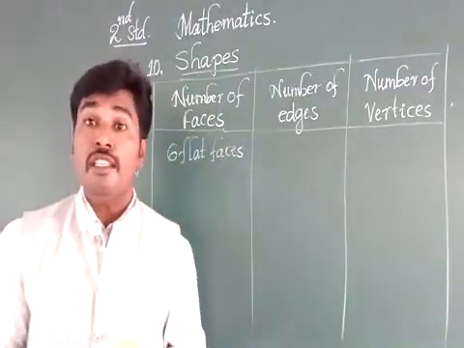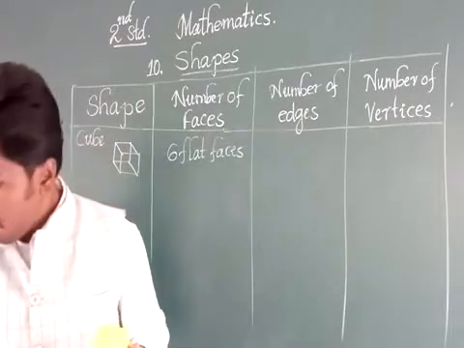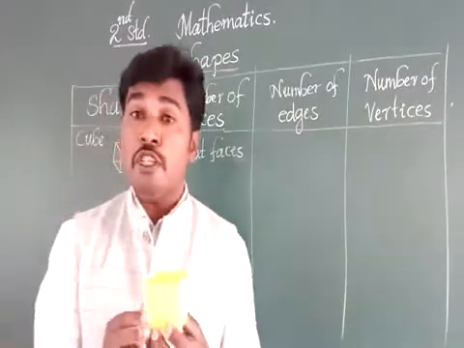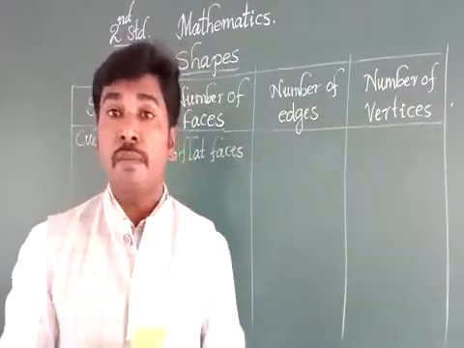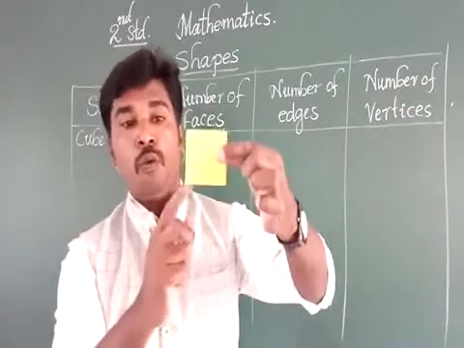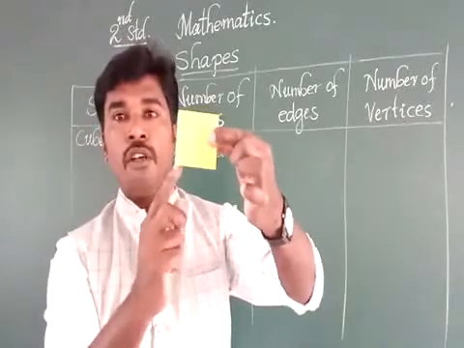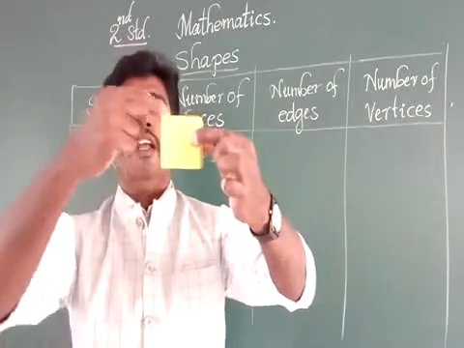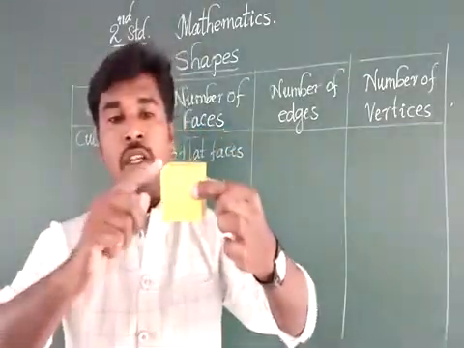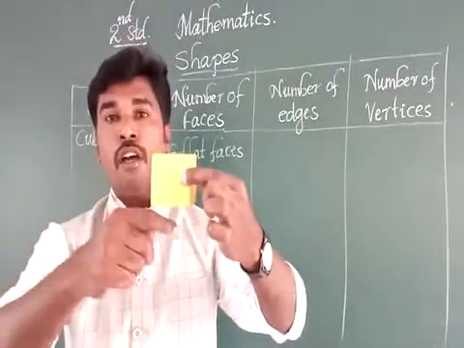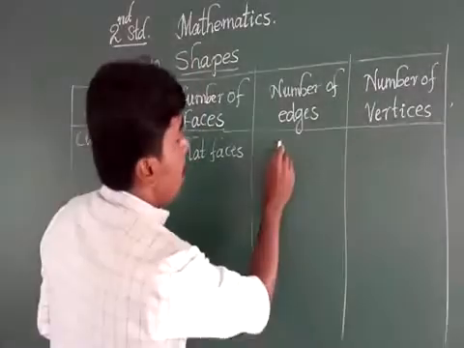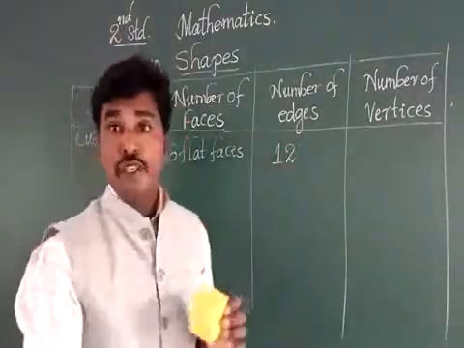How many edges does a cube have? Dear children, it is also very important. What is meant by an edge? The lines where two faces meet, those we call edges. So here in the cube, 1, 2, 3, 4. Then another 4. 4 plus 4, 8. Then 1, 2, 3, 4. Yes, students, total there will be 12 edges.